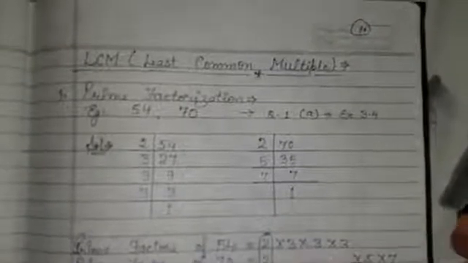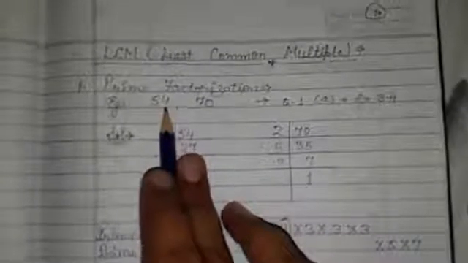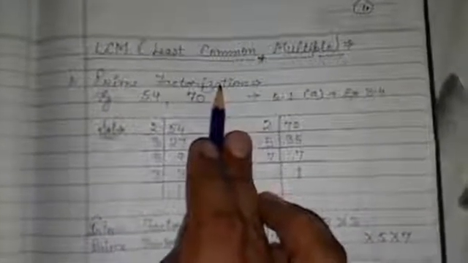Now we are going to understand the LCM, least common multiple. For that I have taken 54 and 70. The prime factorization method is going to be applied like for HCF, but the major difference you can see is the division I have planned here. Now prime factors, now collection of the factors.